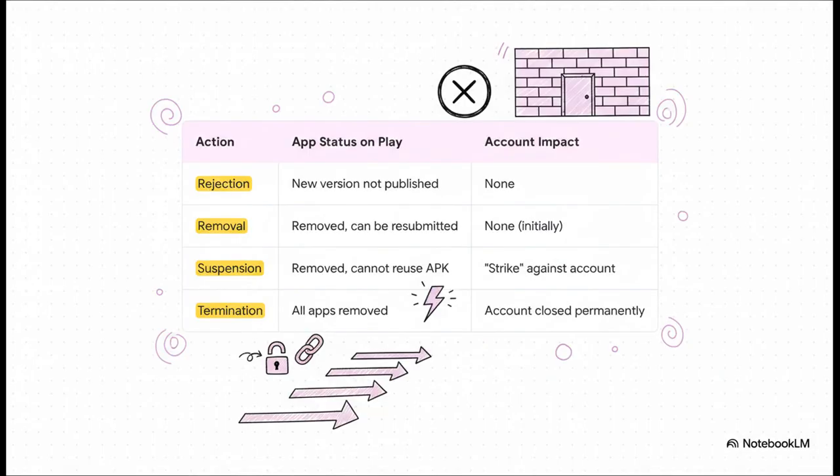So let's just put it all together. This table is basically your cheat sheet for that whole enforcement ladder. You can see it all at a glance. It goes from a simple rejection with no real account impact all the way down to termination, which, well, closes the door for good. If you're going to remember one thing, this is probably it.